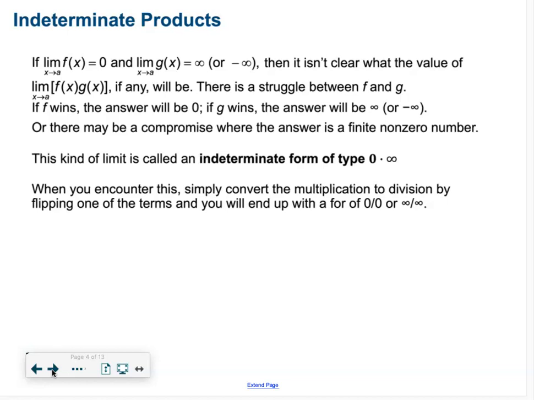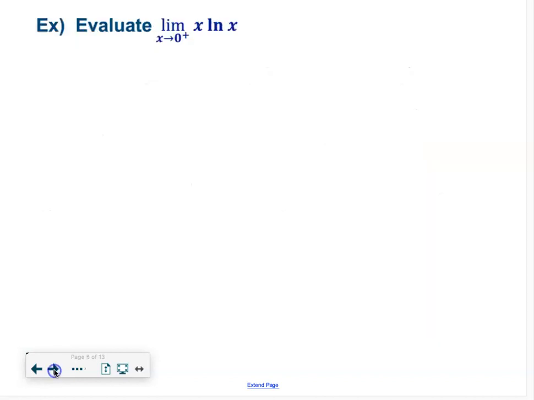That's why we do these on a case-by-case basis. There are 3 types we're going to do today, so you don't have to write all this down. But the first type we're going to talk about is 0 times infinity. All right. Are you ready? Here we go.